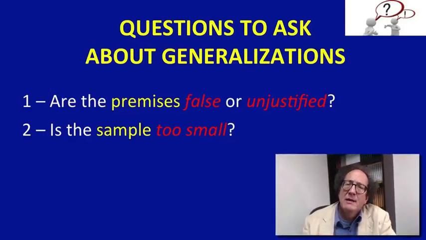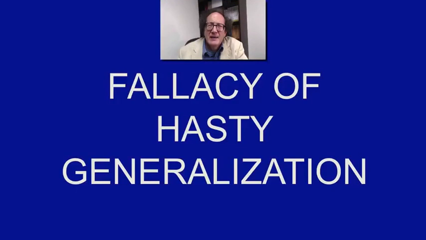So when you generalize from such a small sample, from a sample that's too small, then it's called the fallacy of hasty generalization. And it's so obvious that it's hard to believe, but it's actually often committed. It's a very common fallacy.